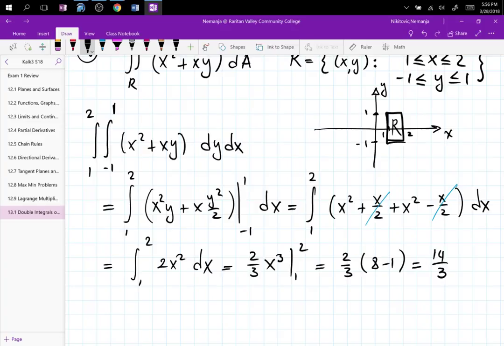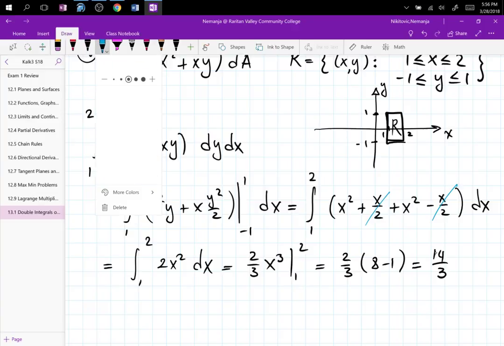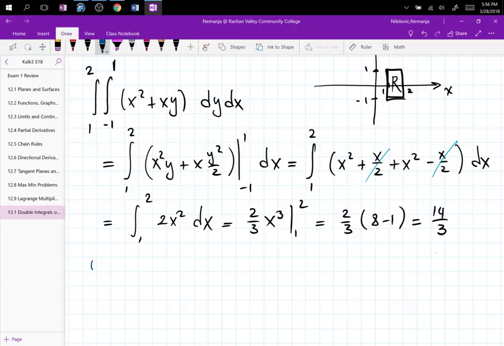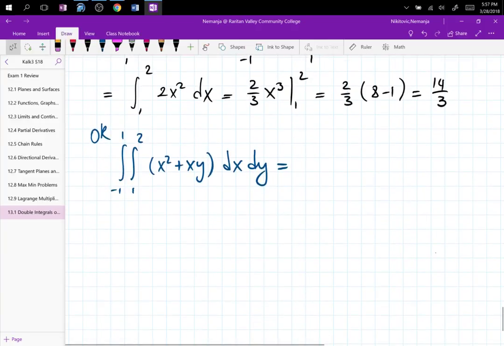Now, just because it's easy and we can, let's repeat the whole calculation, but now I'm going to swap the order. So I'm going to use negative 1 to 1, 1 to 2, of x squared plus xy, and now I'm going to do dx dy. So I want to do the x integral first. I have to get 14/3 because it doesn't matter if you do dx dy or dy dx, unless you have to do one or the other because of the problem, the function inside. But we'll deal with that when we get there.